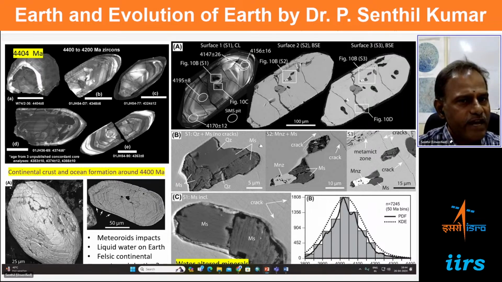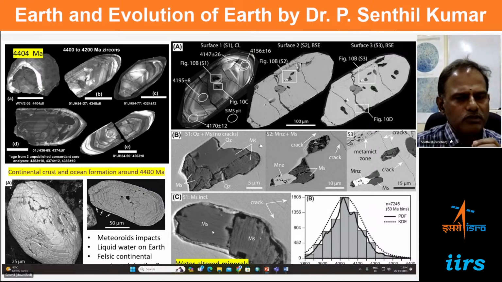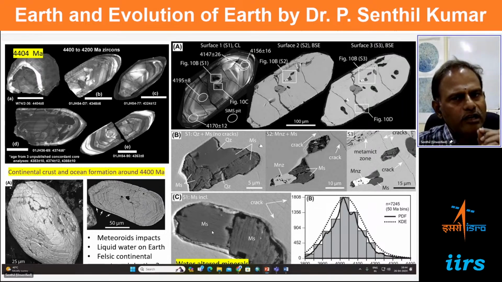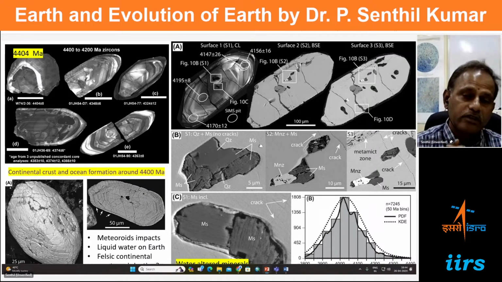Interestingly, when the scientists looked inside this mineral, they found some hydrous minerals inside. When they studied it, they found that it is the mineral called muscovite. Muscovite is a mica containing a lot of water. Therefore, when this mineral crystallized, a lot of water was present at the time. Therefore, we can conclude that about 4,400 million years ago, water was present on Earth.